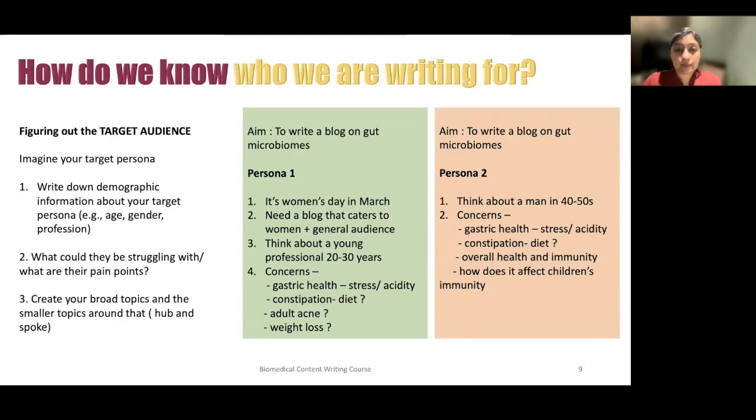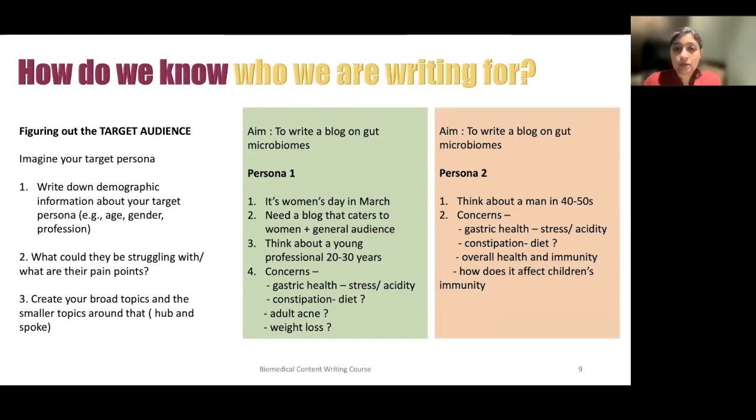Similarly, when we're writing a piece of content, we need to understand who we're writing for, and that person is called our target persona, right? So when we are imagining our target persona, we would write down demographic information about them. We would write down their age, their gender, their profession. What could they be struggling with? What are their pain points? So we create broad topics and smaller topics around that. So it gives us ideas as to what that person will be searching for.